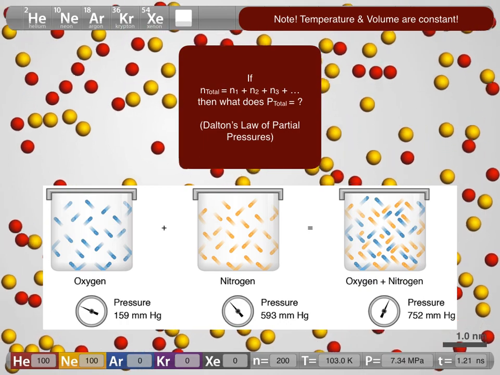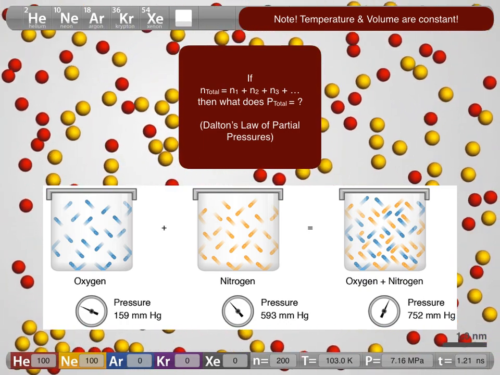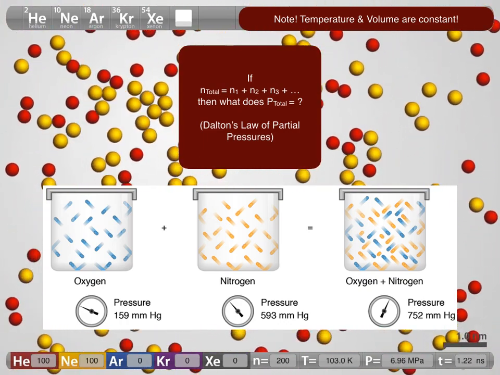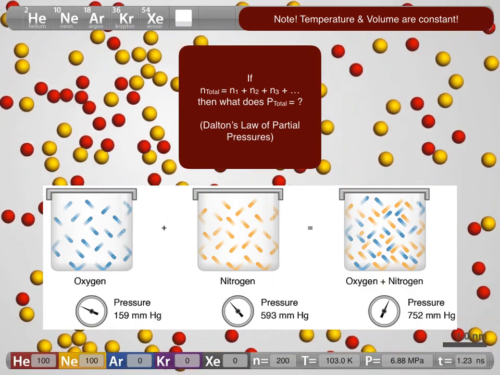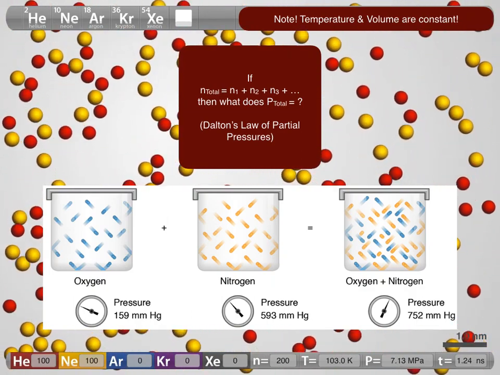Dalton's law of partial pressures states that the total pressure is equal to the partial pressures of all the gases that exist within the system combined.